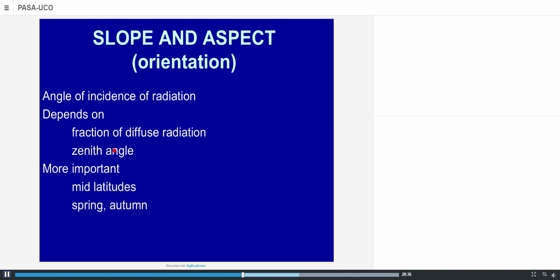So the highest effect of slope and aspect on soil temperature will occur for mid-latitudes and especially during the spring and the autumn. The effect will be less important close to the equator or for very high latitudes. And the effect will be also less important during the winter, because the fraction of diffused radiation during winter is very high, and also during the summer, because the zenith angle during summer is very small.